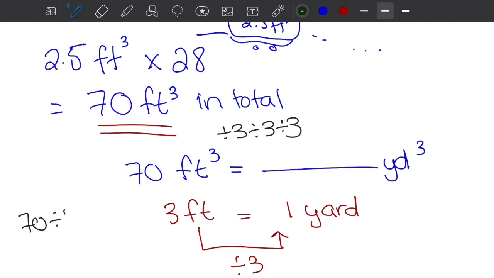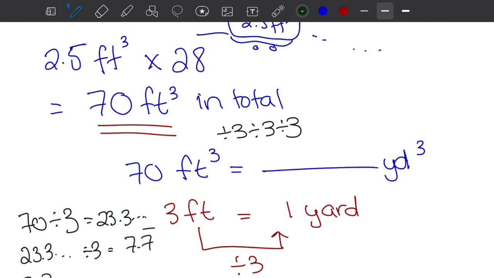So 70 divided by 3 gives us 23.3 repeating. Then take that number and divide by 3. That gives us 7.7 repeating. Take that number, divide it by 3, and that gives us 2.592, and so on. It says round to 1 decimal place, so this is where we're going to stop. But we're going to round it up to 2.6.